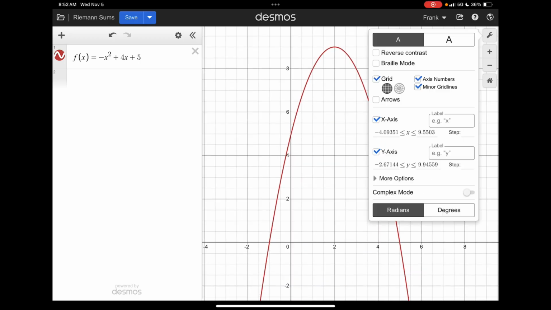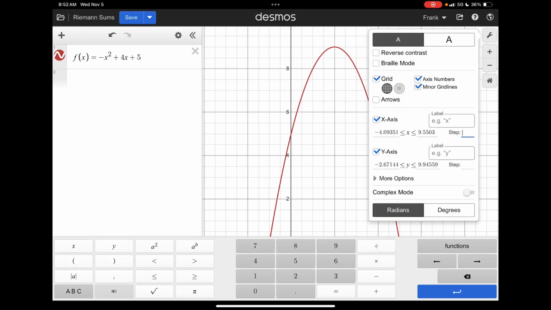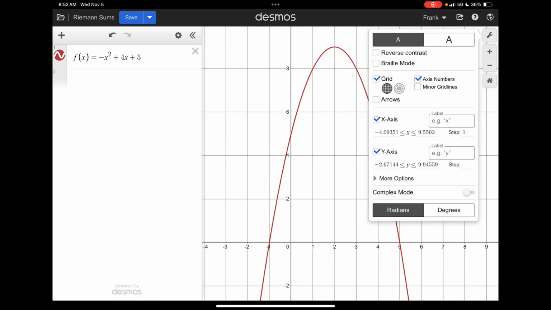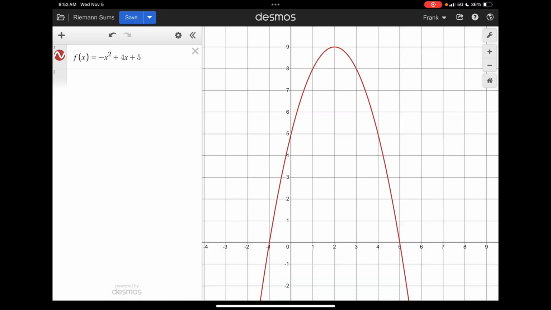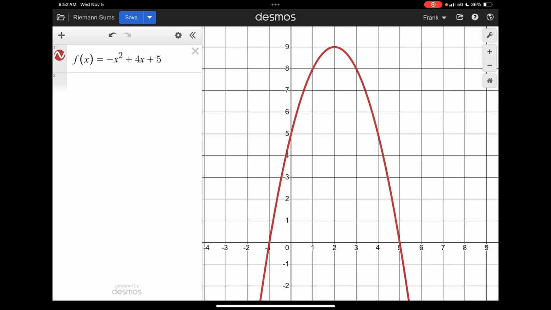Let me go ahead and adjust my steps there on that horizontal axis so that you can see. I don't need the minor grid lines, and let's also adjust that for the y values. There we go. That will look a little bit better. I'll make it a little bit bigger for you. There we go. So I'm interested in the shaded region between 1 and 4 only.